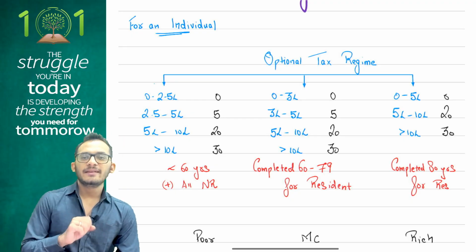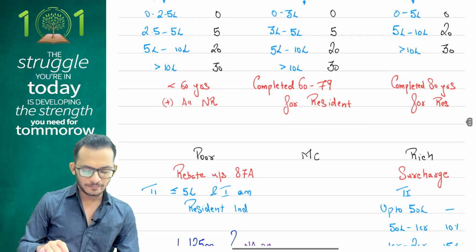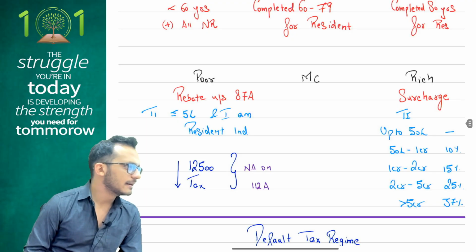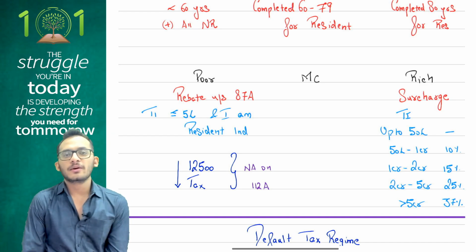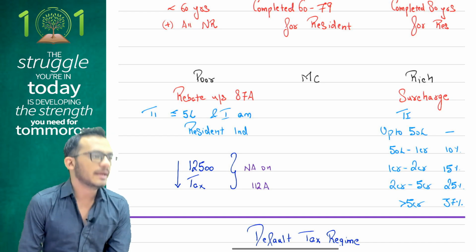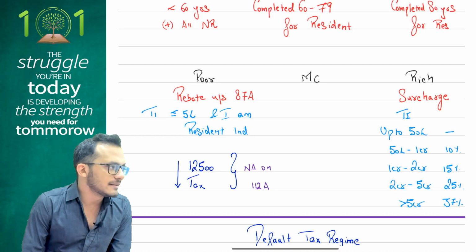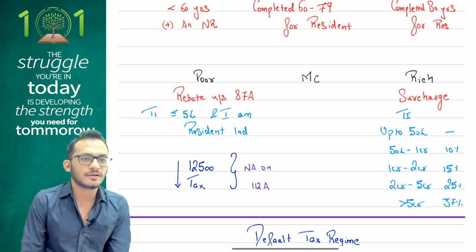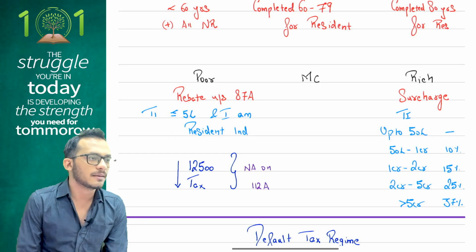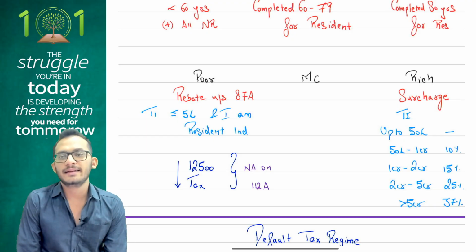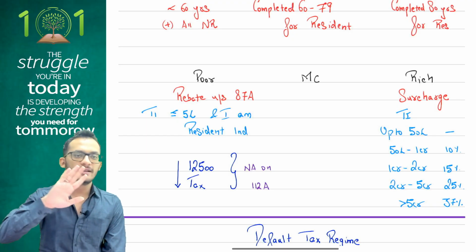Every time you have a slab, you're going to split them into three categories. Category number one is called the poor category. Category number two is called middle class, and category three is the rich category. Poor category gets a rebate up to a total income of 5 lakhs with an exemption amount of 12,500 or tax liability, whichever is lower, not applicable on LTCG under section 112A. If you're middle class, whatever slabs you have done is the final answer.